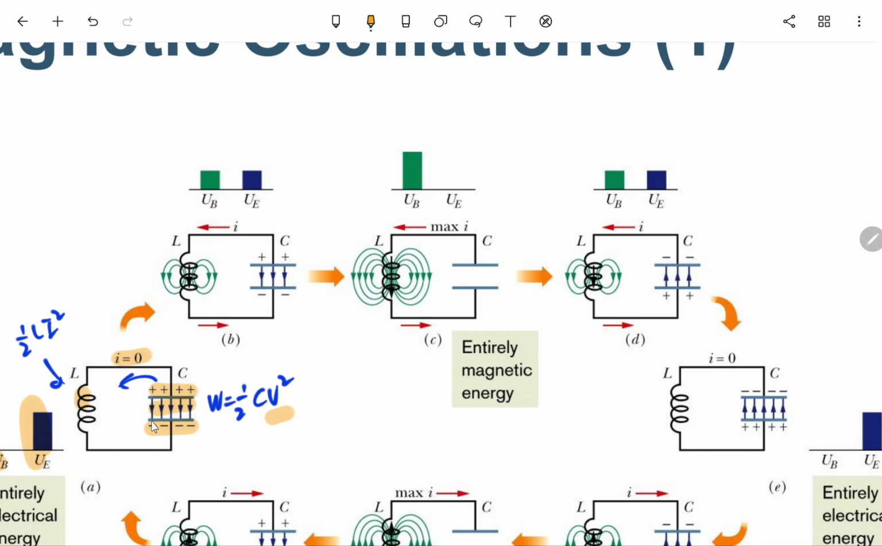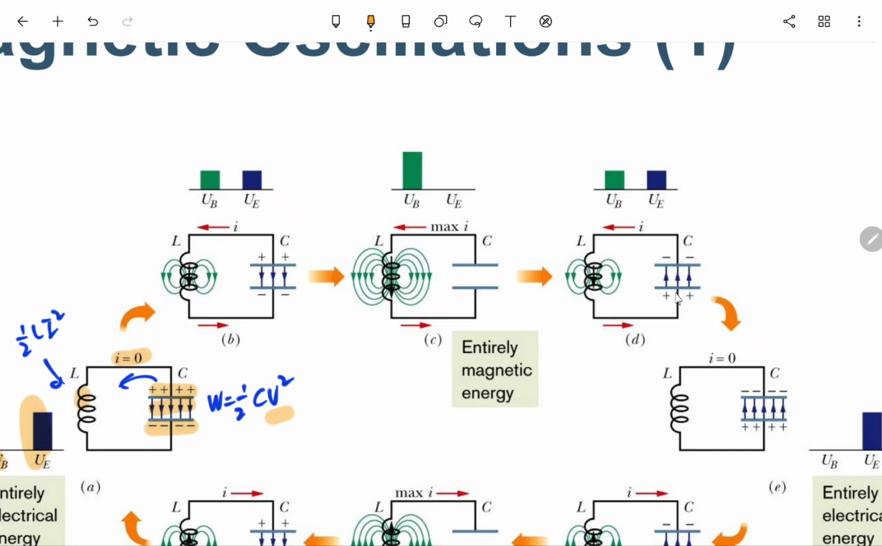Here, the positive charge is on the top plate. Okay, so it's something like this. It's like half of C negative V squared, but negative V squared is the same as V squared. So from the energy point of view, you can see positive or negative.